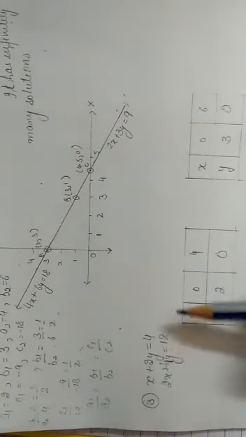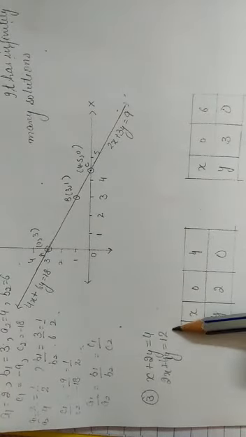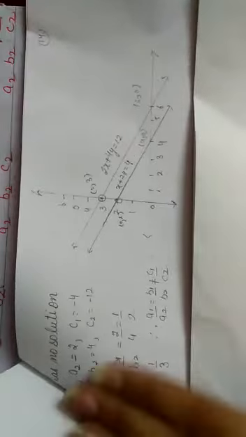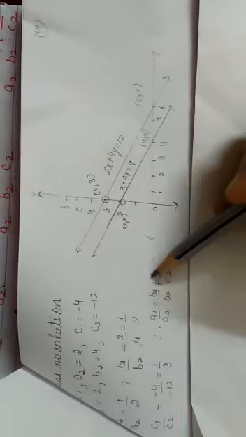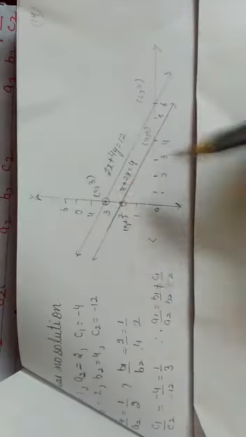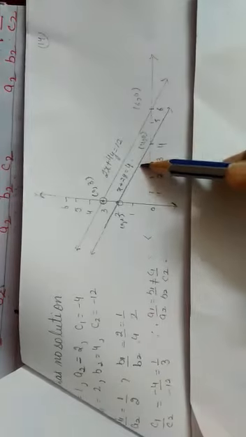Next is the third pair of equations: x plus 2y equals 4, and 2x plus 4y equals 12. When we draw the graph, we can see that a1 upon a2 equals b1 upon b2, but c1 upon c2 is not equal. So we have lines in parallel form and these have no solution.